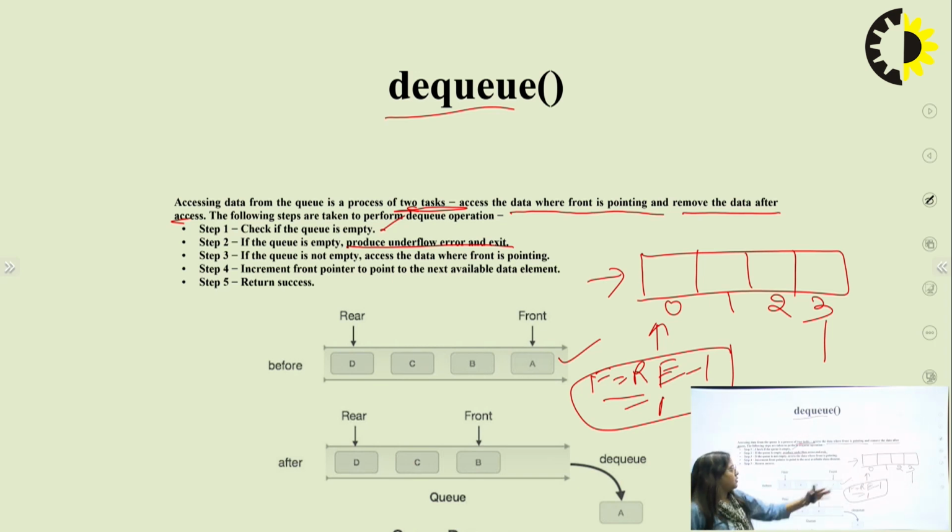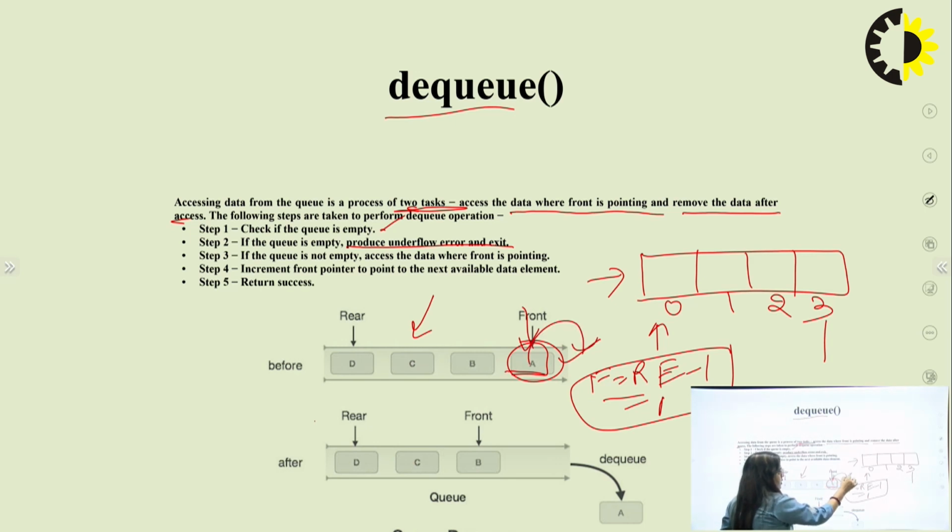But the second condition is, there is some element in your queue and now you want to remove an element. It works on the front side, because it works on which principle? FIFO principle. So according to this, it is removed from this side. Now remove this: A is out of the queue. Now front is increased, front plus 1. Now front indicates the B part.